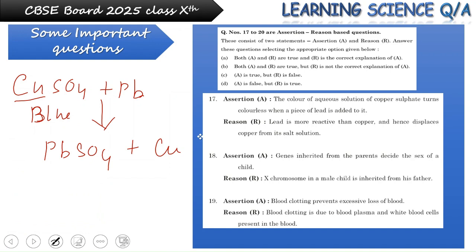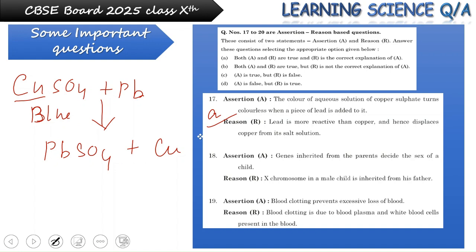So for the first question we have option A as answer, because the aqueous solution of copper sulfate is blue. Once lead is added to it, it turns colorless or it fades. So it is turning colorless just because of the displacement reaction taking place.